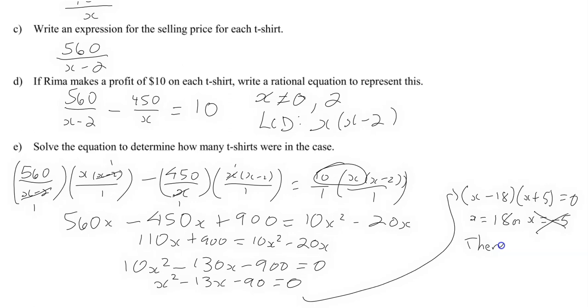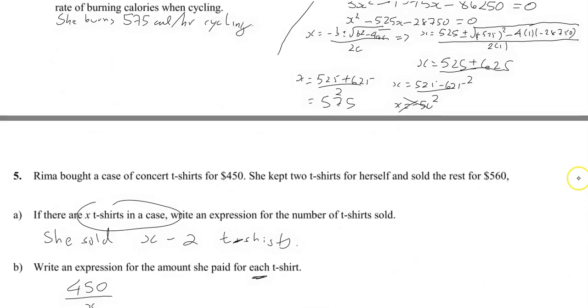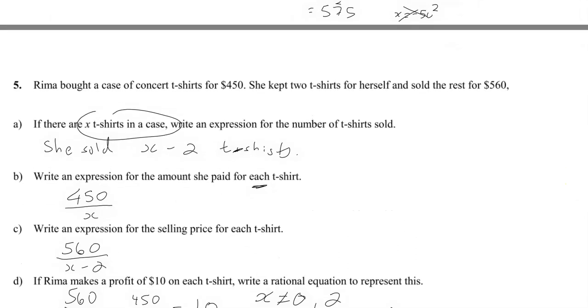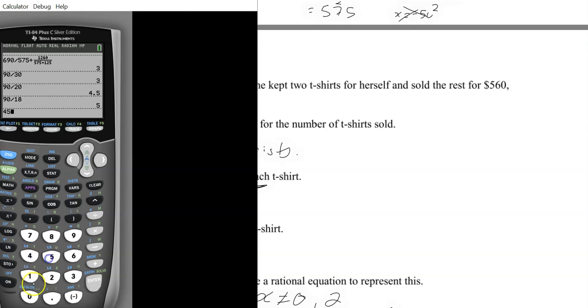So there were 18 t-shirts. Imagine that says shirts in the case. So go back to the words. She bought a case of t-shirts for $450. So 450 divided by 18, right? So she paid $25 for each shirt.